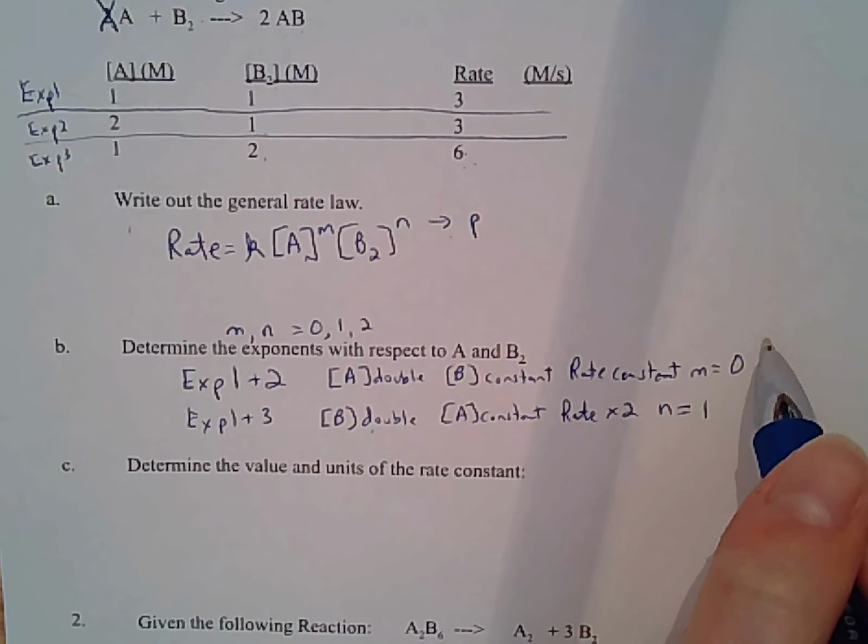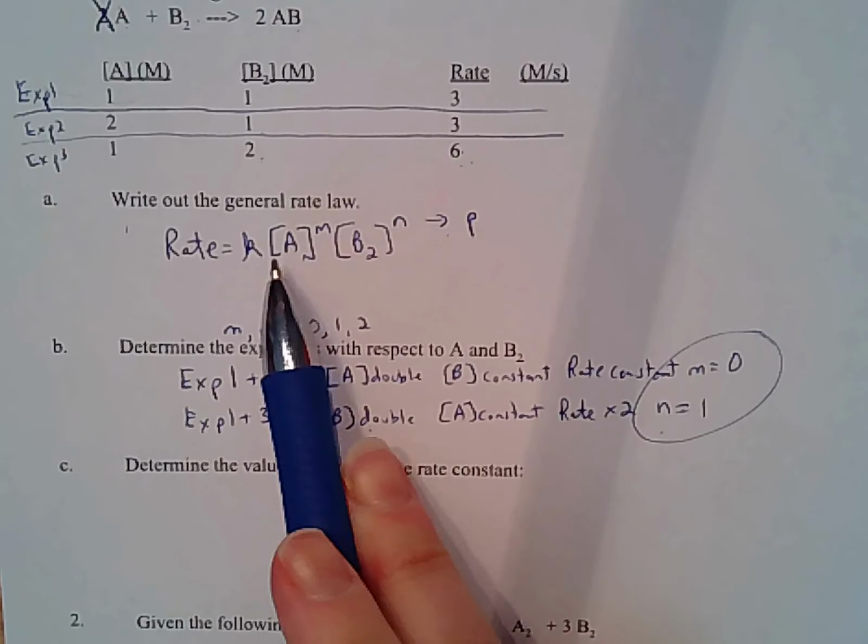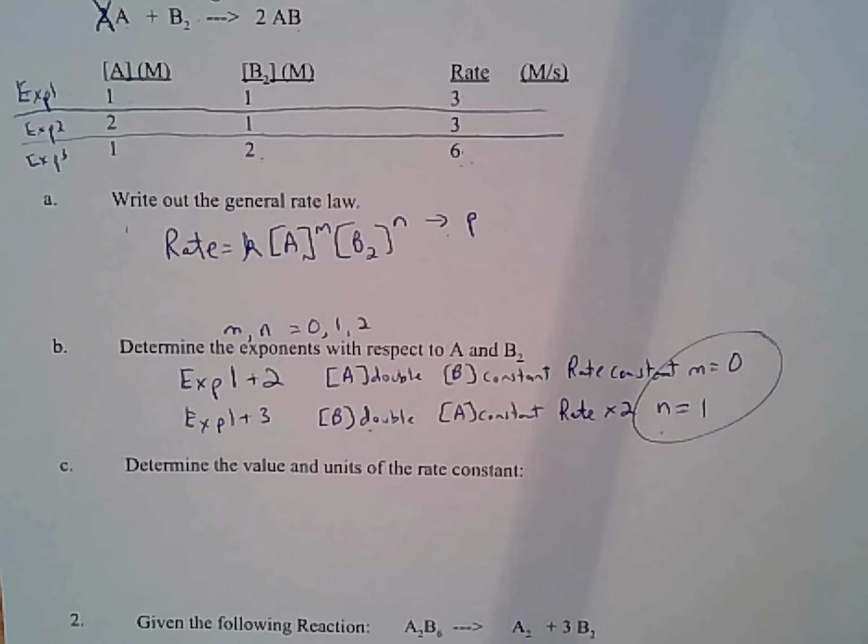So that is the second part of the problem. I found zero order and first order: zero order according to A, first order according to B2.